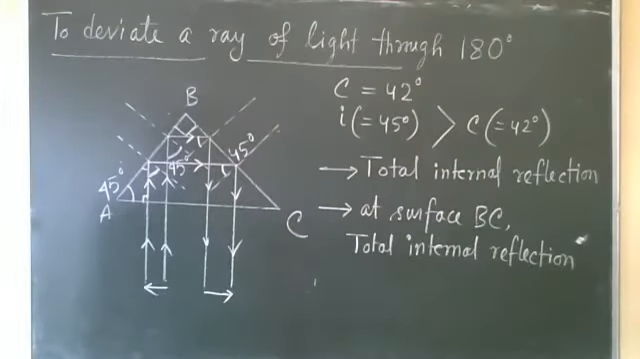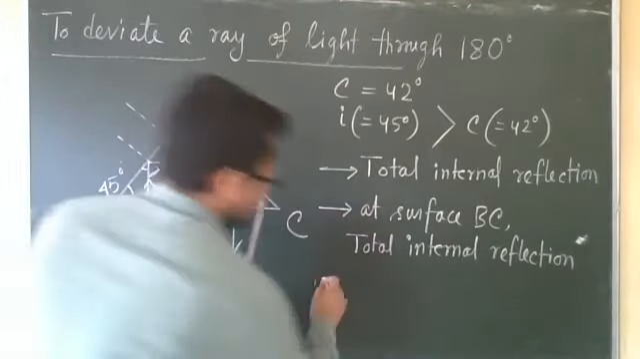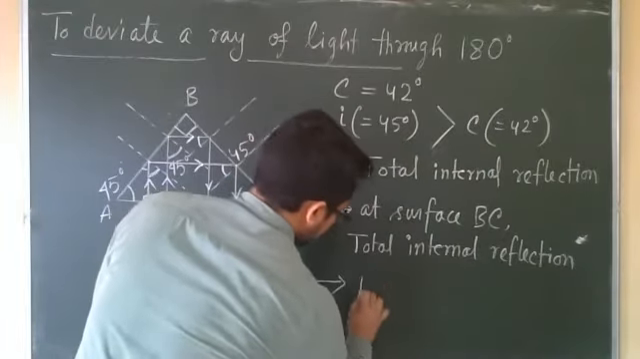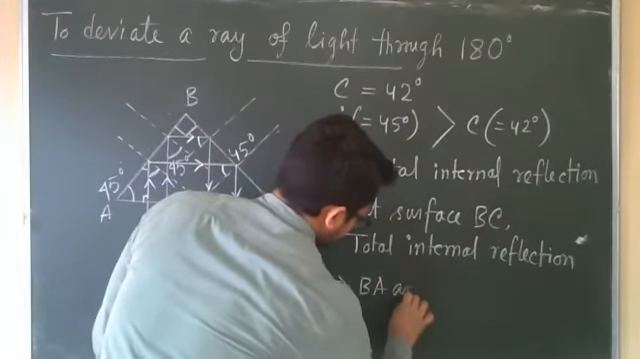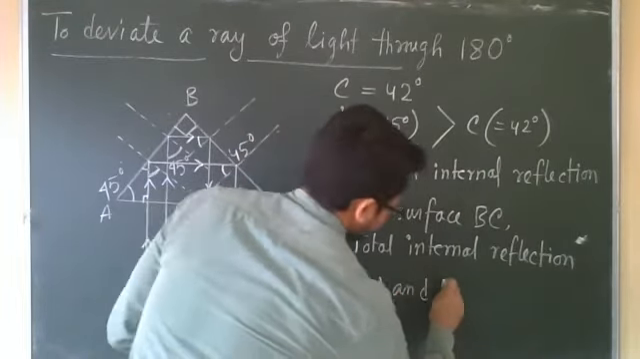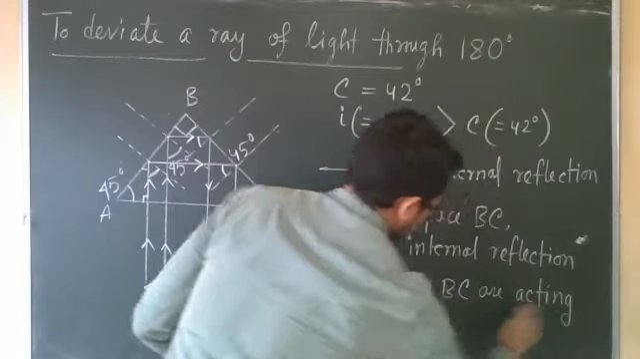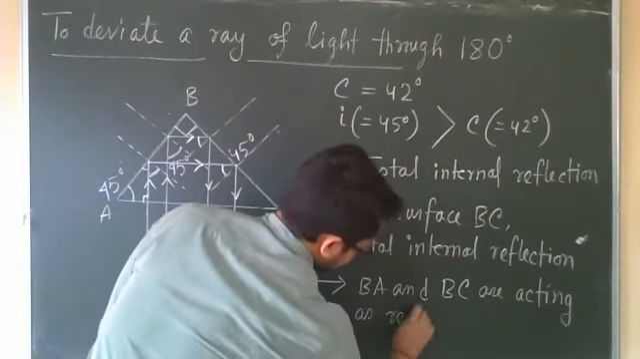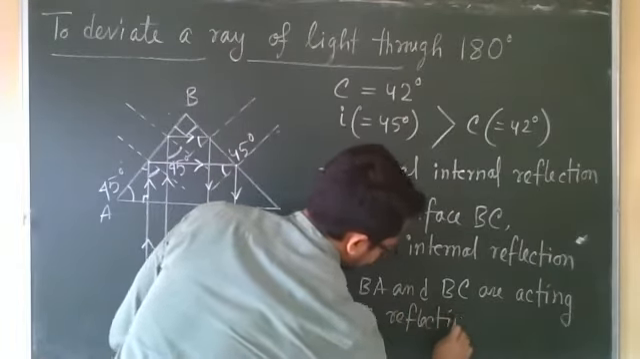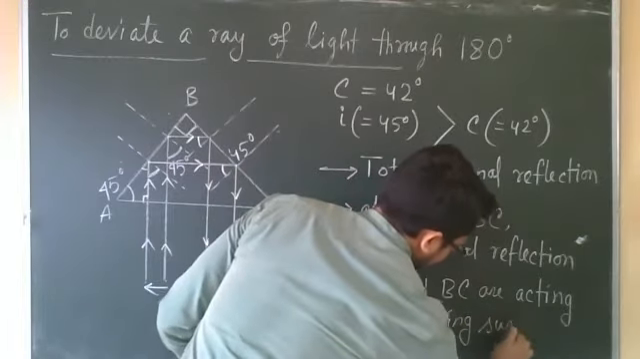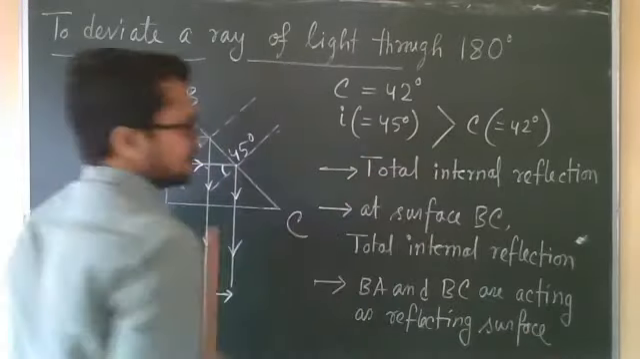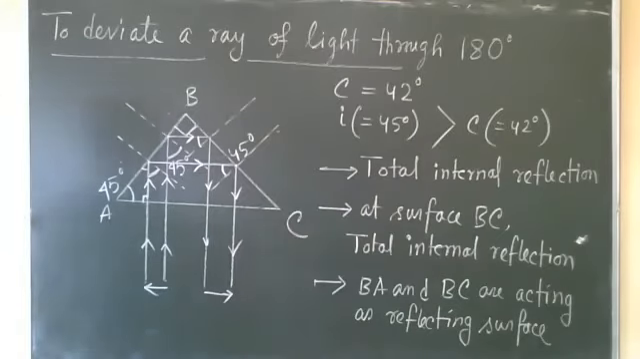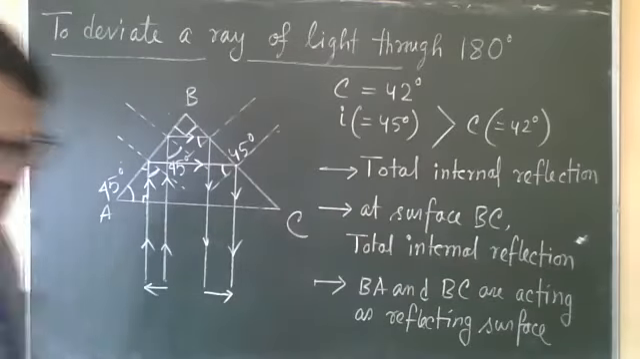In this case, which surfaces are behaving like reflecting surfaces? Here BA and BC both are acting as reflecting surfaces. So these are the short questions; there are different types of short questions you can make. Okay, clear?